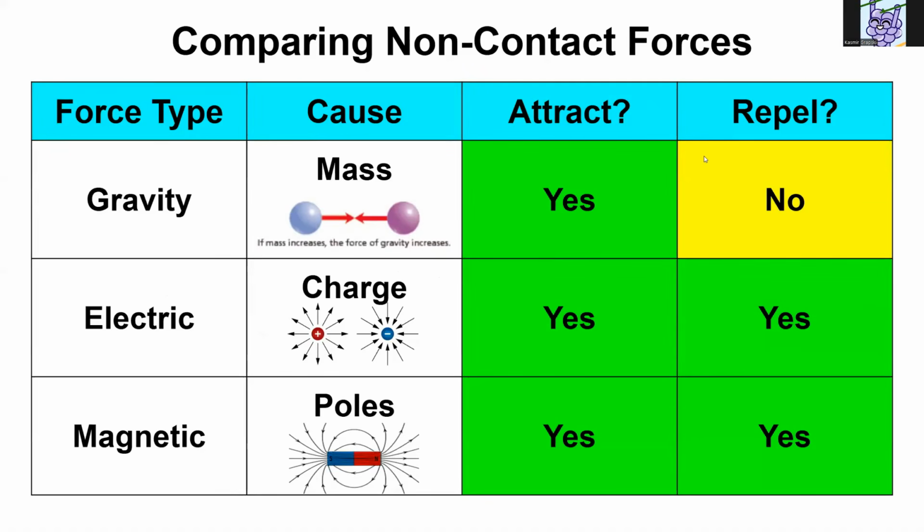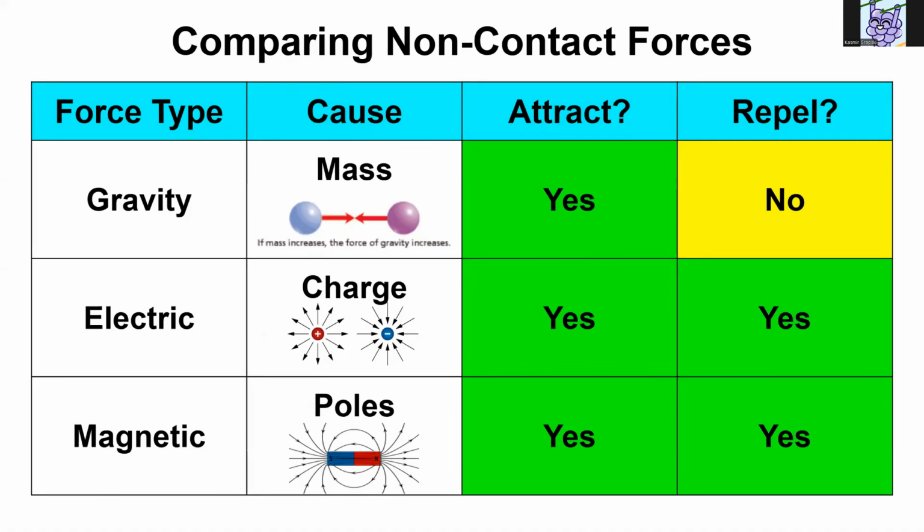So we have three big non-contact forces: gravity, electric, and magnetic. For gravity, the cause is mass. If the mass increases, the force of gravity increases. Does it attract? Yes. Does it repel? No. You won't see anything getting pushed away without touching, but you will see things getting pulled down due to gravity.